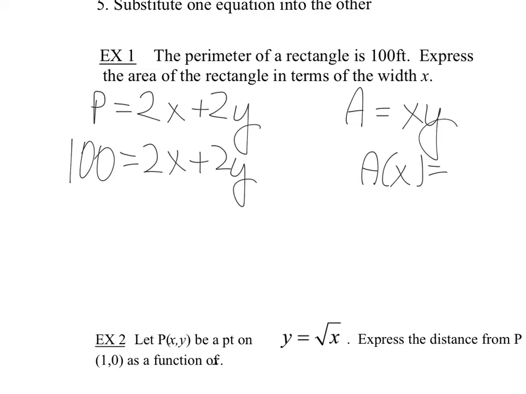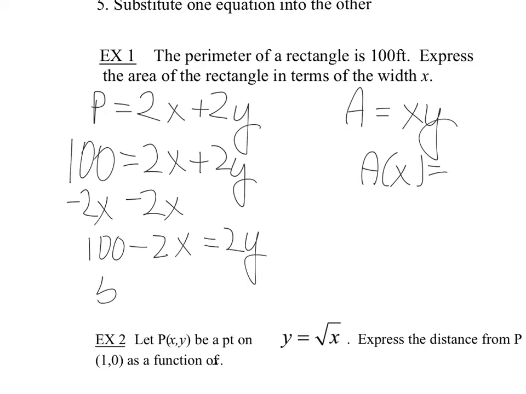Now, here's the thing. I want the area just in terms of x, but right now I have it in terms of x and y. So the logic is, if I can get y by itself in this equation, I know what y will equal in terms of x, and then I can substitute in. If we do that, solving for y, we subtract 2x from both sides. So we get 100 minus 2x equals 2y. Divide by 2, and we get 50 minus x equals y. And now we know that y equals 50 minus x.